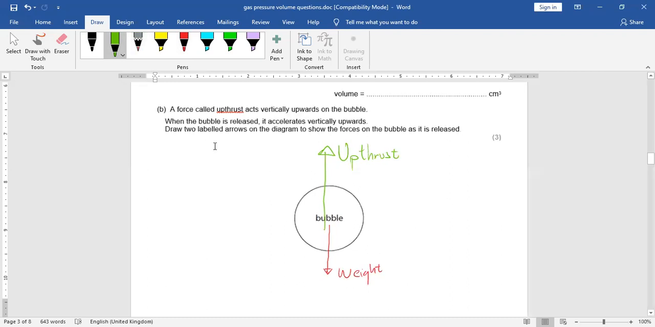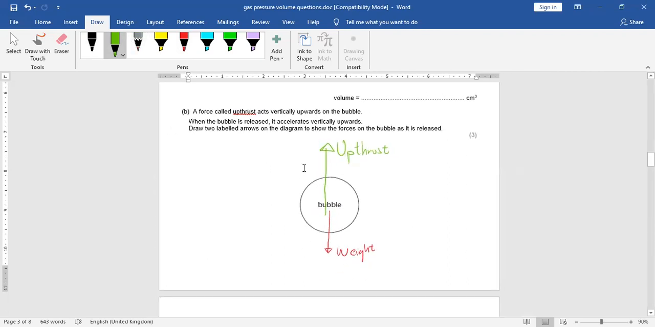Right, so these are the 2 labeled arrows. As you can see, the upthrust force is a much longer arrow compared to the weight. It's because the bubble, as it is released, goes vertically upward. So it means the force going up is much larger than the weight. So we can write upthrust is larger than the weight itself. That's the answer for B here.